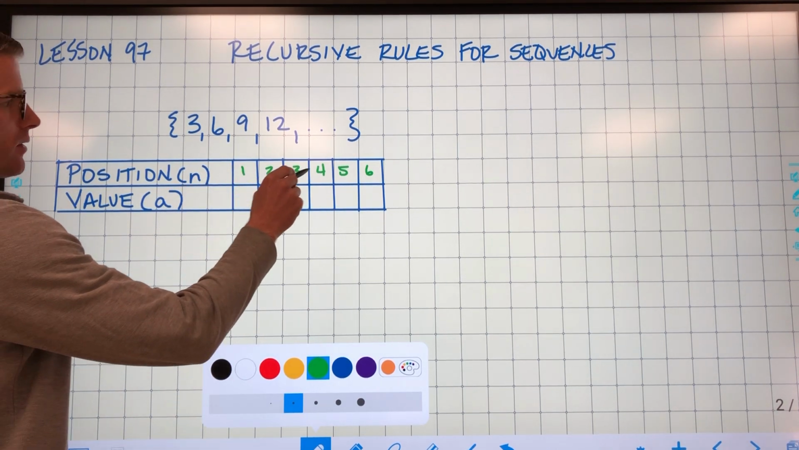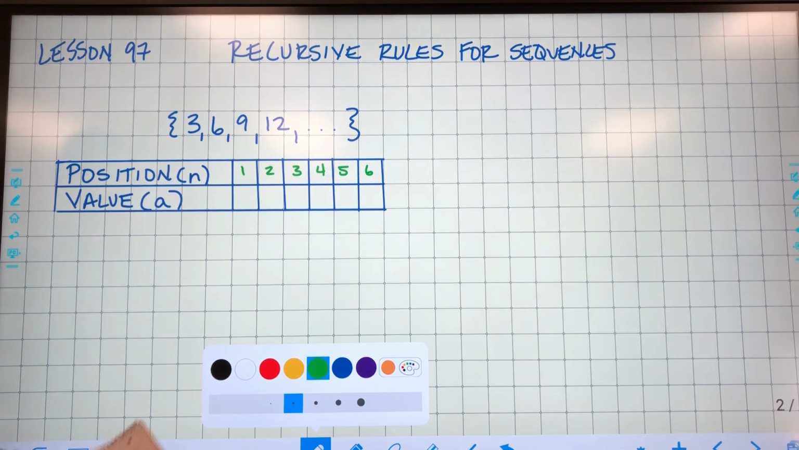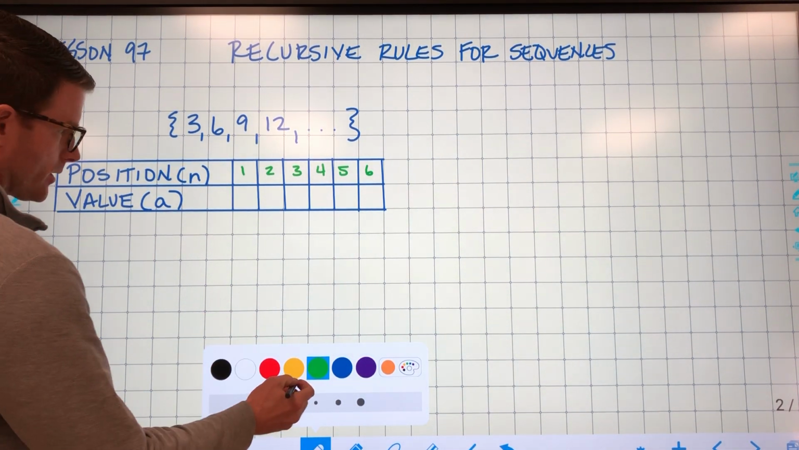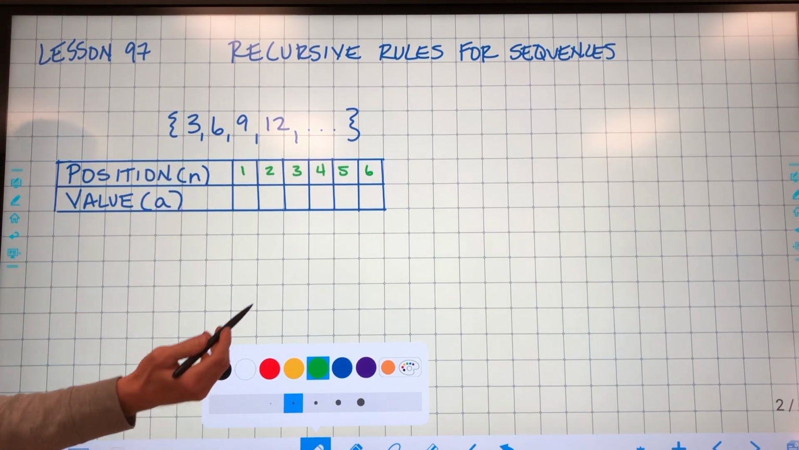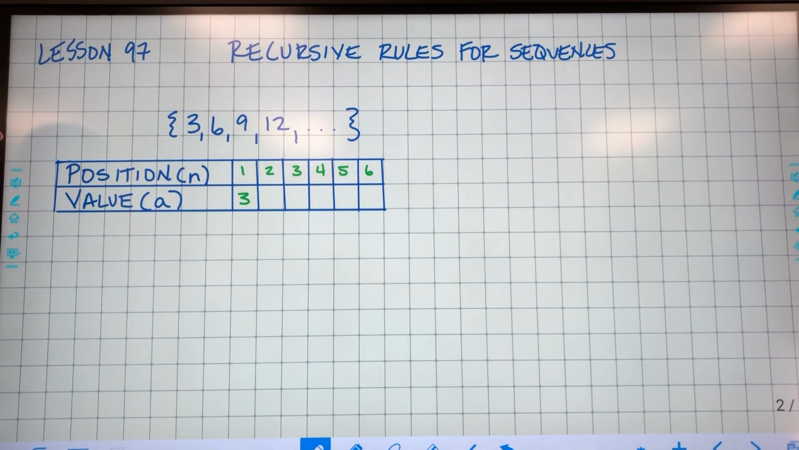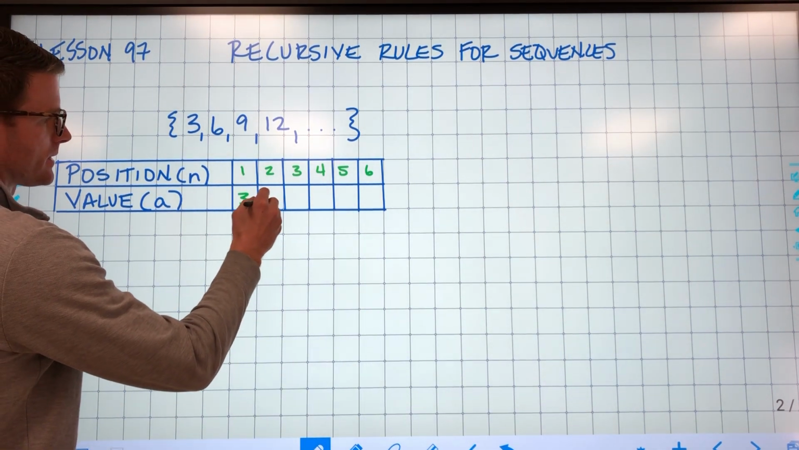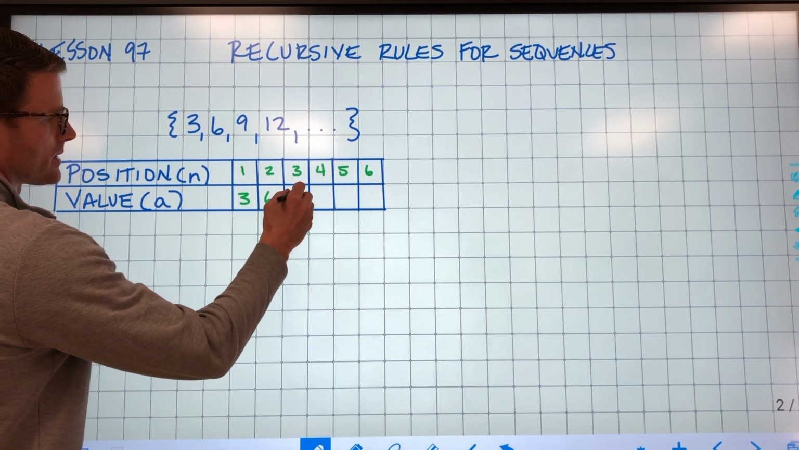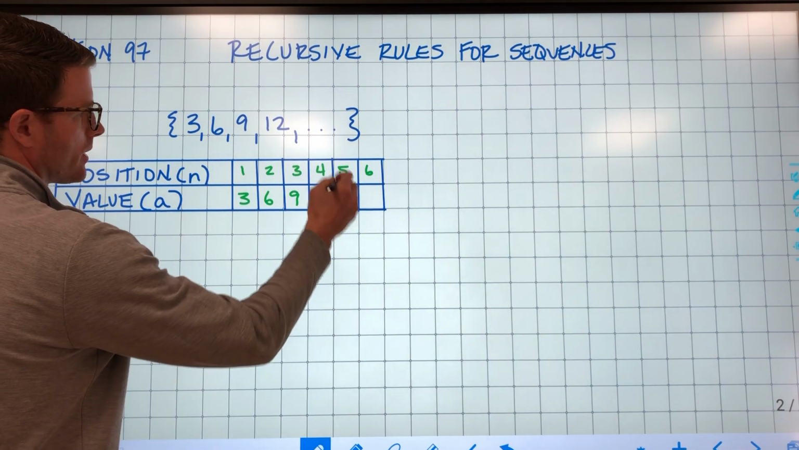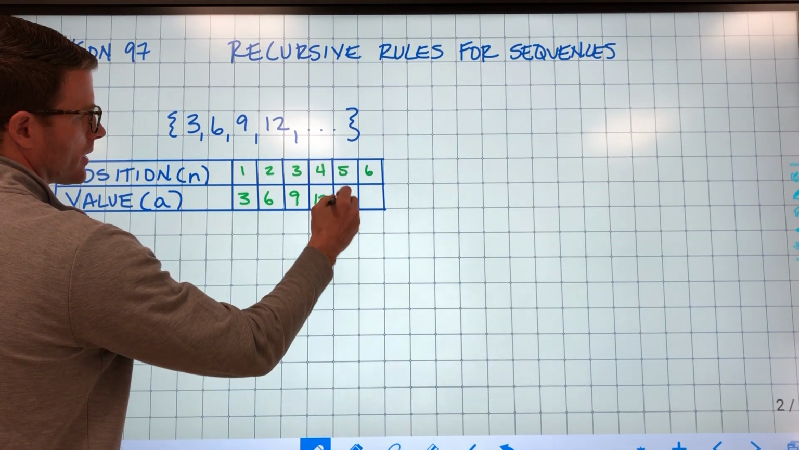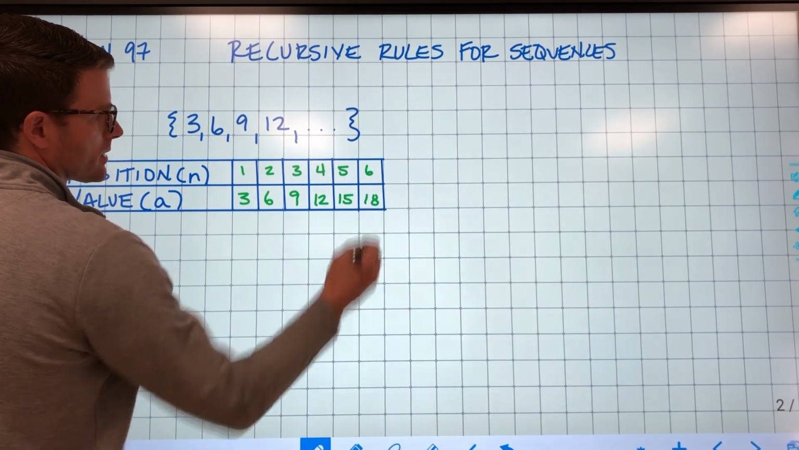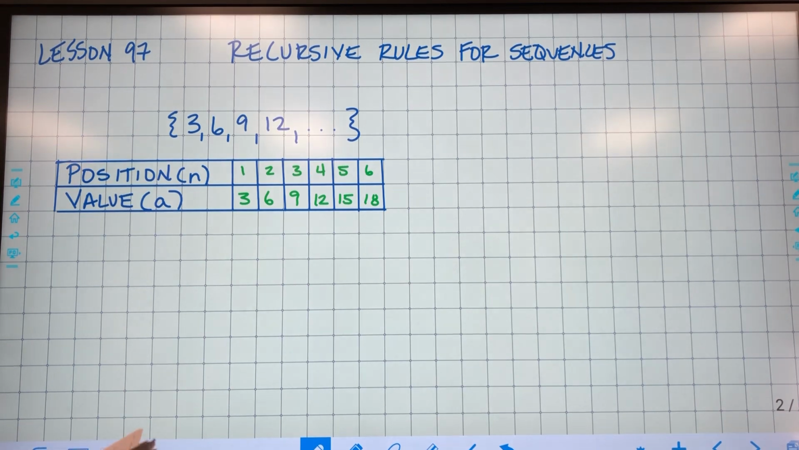We have the first, second, third, fourth, fifth, and sixth terms of the sequence. So we could plug those in, their values. So we know that the value for the first term, what's the first term in our sequence? That would be 3. All right, the value of the second term is 6. Third term is 9. Fourth term is 12. Fifth term not given, but we can figure out that this is going up by 3 each time. And so that would make our sixth term 18, right?